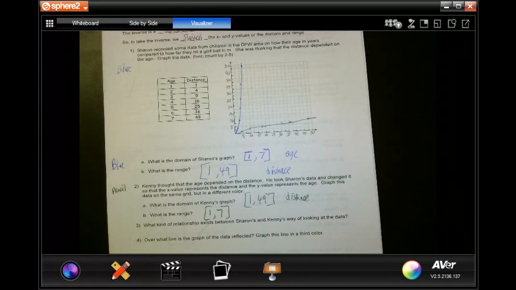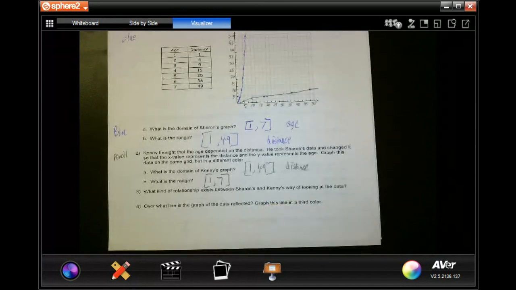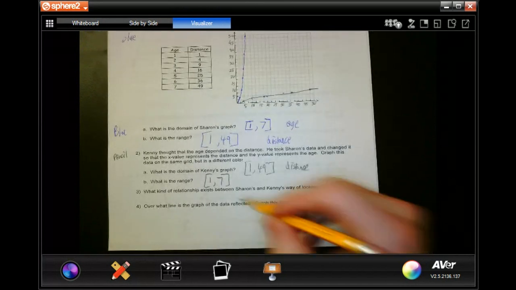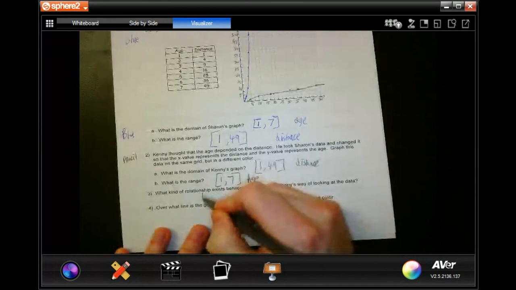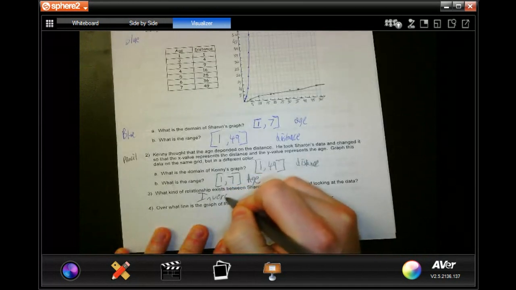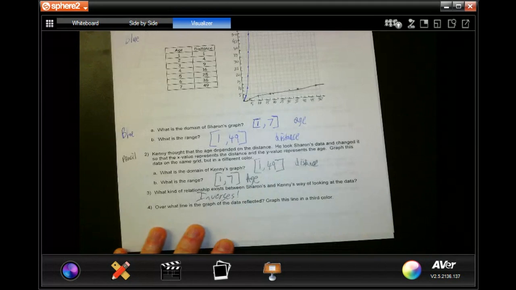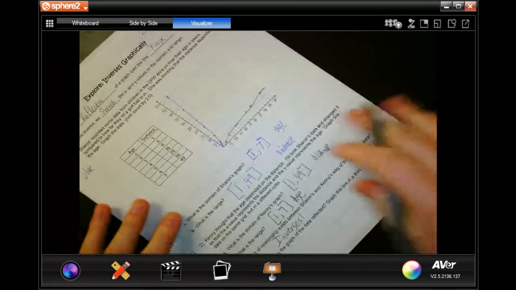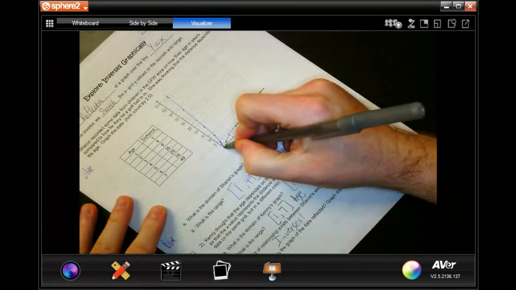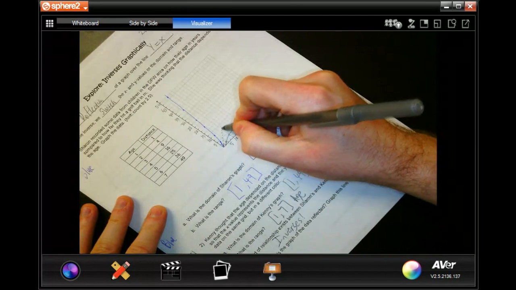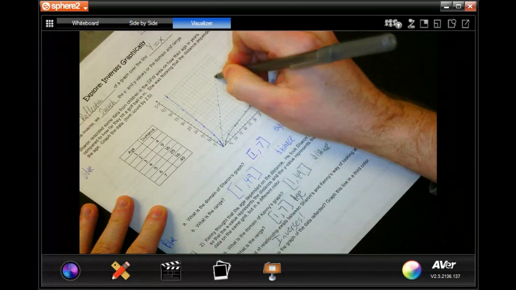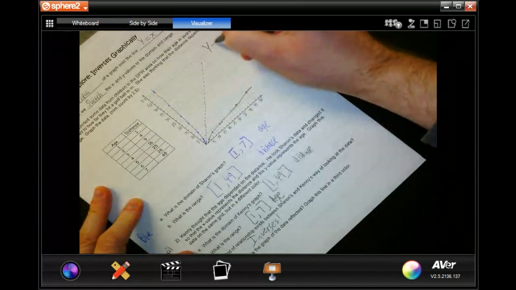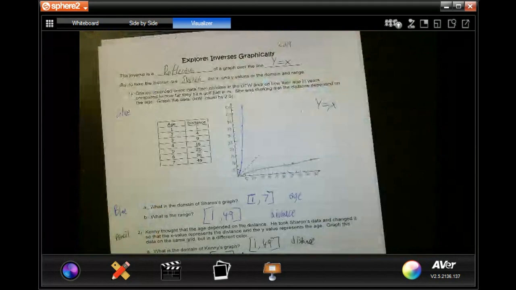So what kind of relationship exists between Sharon's and Kenny's way of looking at the data? Sorry, I should have age here. Yeah, they are inverses of each other. So I'm going to write that in big letters here. They're inverses of each other. And that inverse is that y equals x, which I'm just going to connect corner to corner. Okay, that's the line y equals x right there that I'm drawing in black.